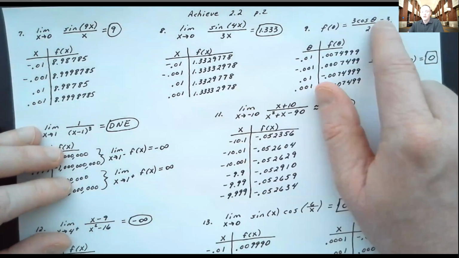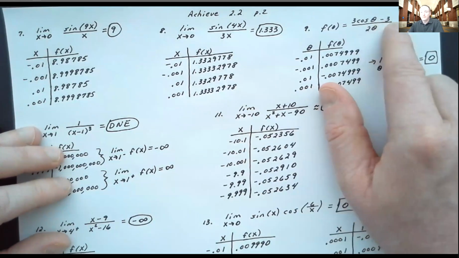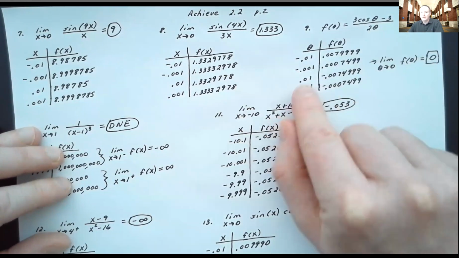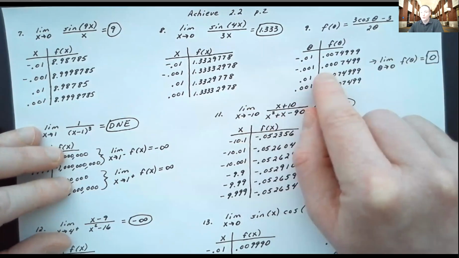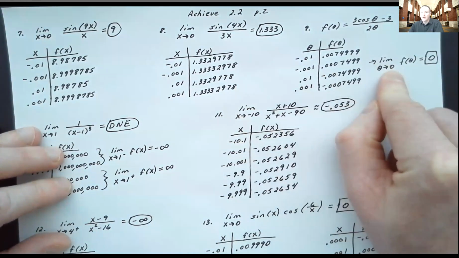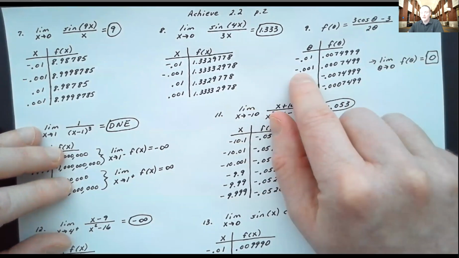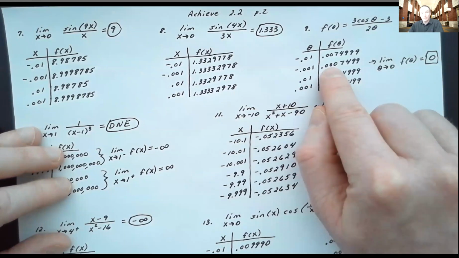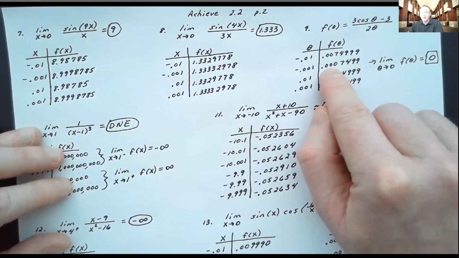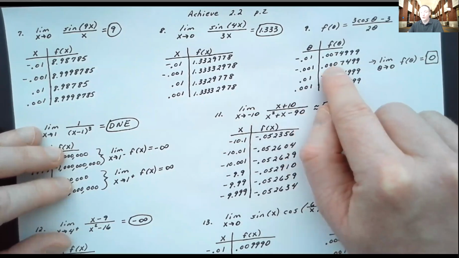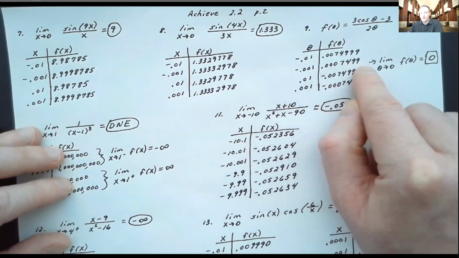Next one's similar. It gave me 3 cosine theta minus 3 over 2 theta. I found values of theta from the left, values of theta from the right. We were trying to find out what's the limit as theta approaches 0. So when I'm looking at my left-hand side, I can see that the closer I get to 0, the closer this y value is getting to 0. I can say, well, what happens if I go to -0.0001? I can already see it's going to be 0.4 zeros and then 7499.